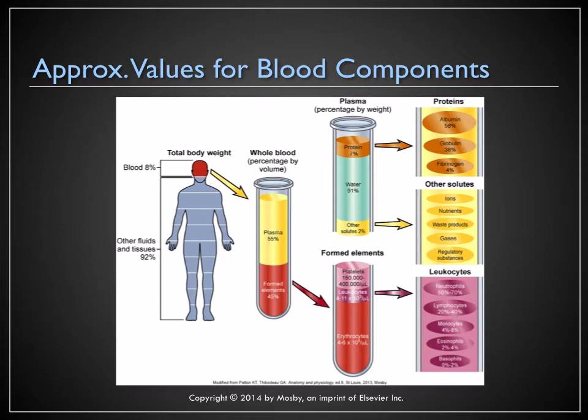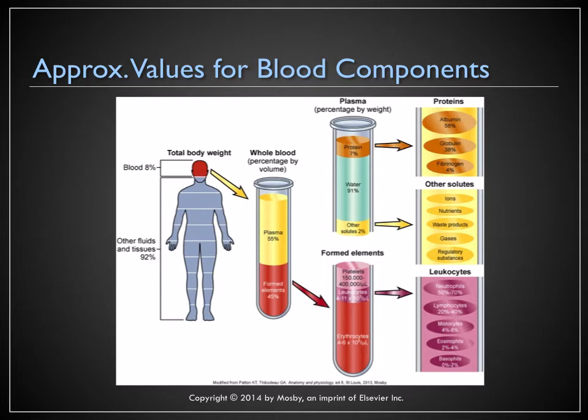And plasma is composed primarily of water, but it also has proteins, electrolytes, gases, nutrients, and waste. And the term serum refers to plasma without its clotting factors. Most plasma proteins are produced by the liver, except for immunoglobulins, which are produced by plasma cells.